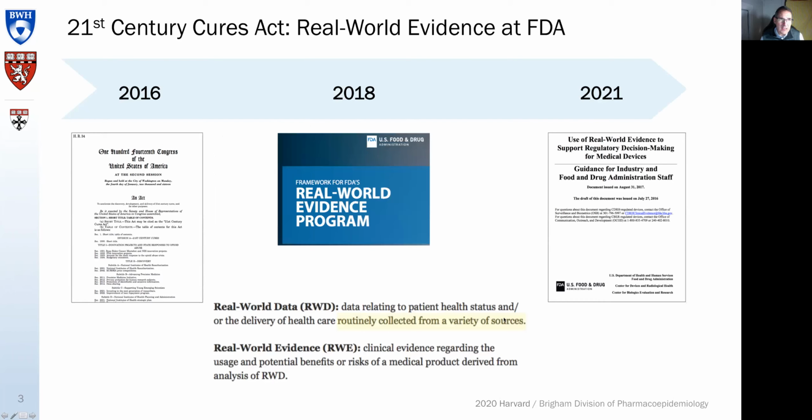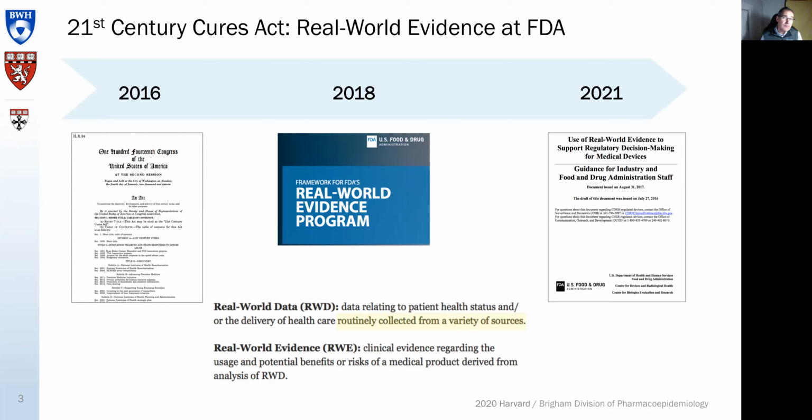To set the stage, the 21st Century Cures Act in 2016 mandated the FDA to come up with a guidance document by the end of 2021 on how the FDA wants to deal with real-world evidence with regard to regulatory decision-making about medications and medical products. These guidance documents are taken quite seriously by the FDA. So in 2018, they released a framework, what they mean by real-world evidence.